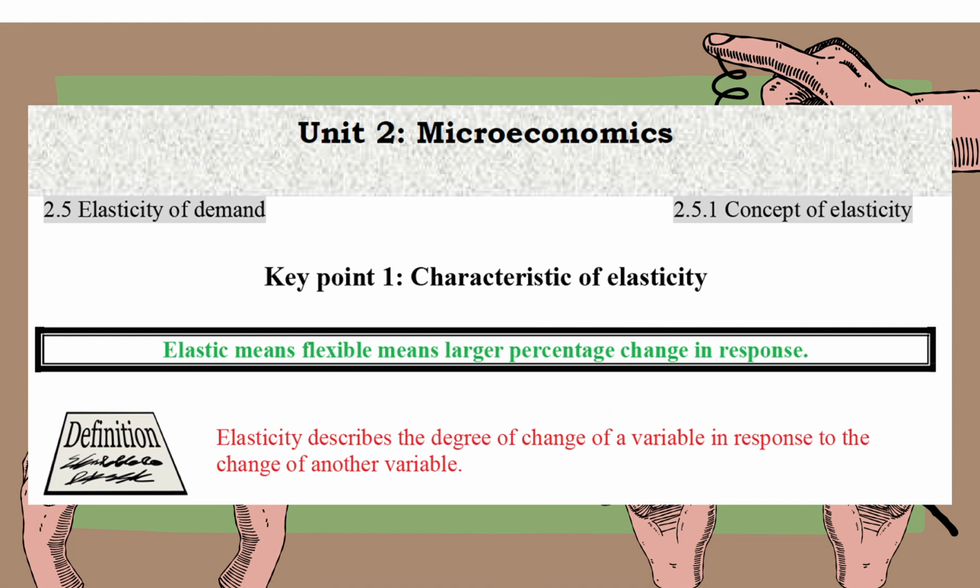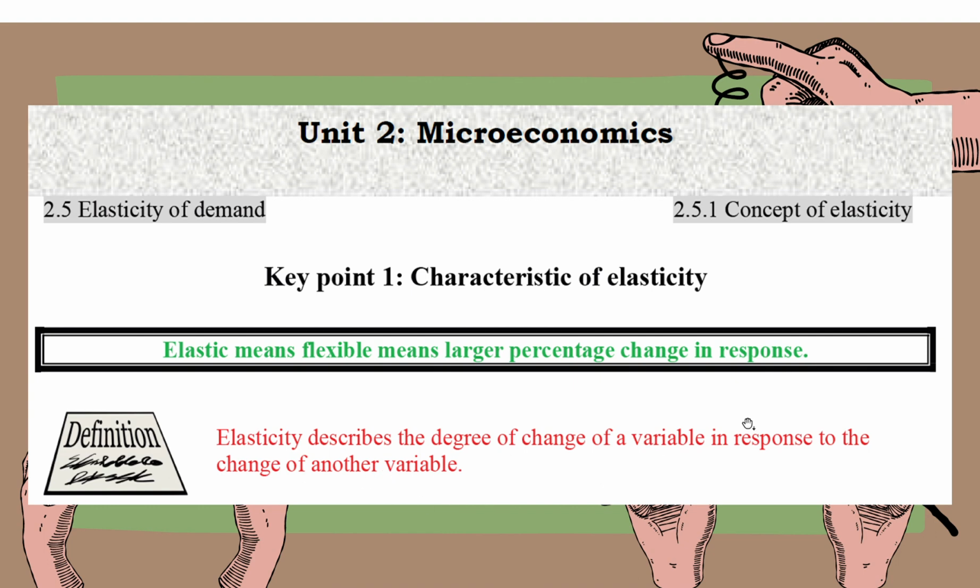Okay, we talk about a characteristic of elasticity. Elasticity means flexibility. So elastic means flexible. What is flexible? Large percentage change in response. You have a great response, we call it elastic. Or in daily life, we can say sensitive. But in economics, we choose the word elasticity. So elasticity describes the degree of change of a variable in response to the change of another variable.